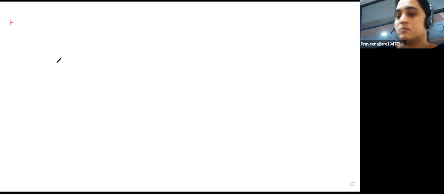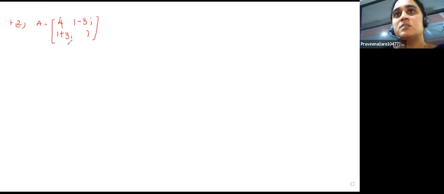Second question. Find the eigenvalues and eigenvectors of the matrix A equal to 4, 1 minus 3i, 1 plus 3i, and 7. It is a 2 by 2 matrix. Very simple. Just try to solve. Tell me the eigenvalues for this.